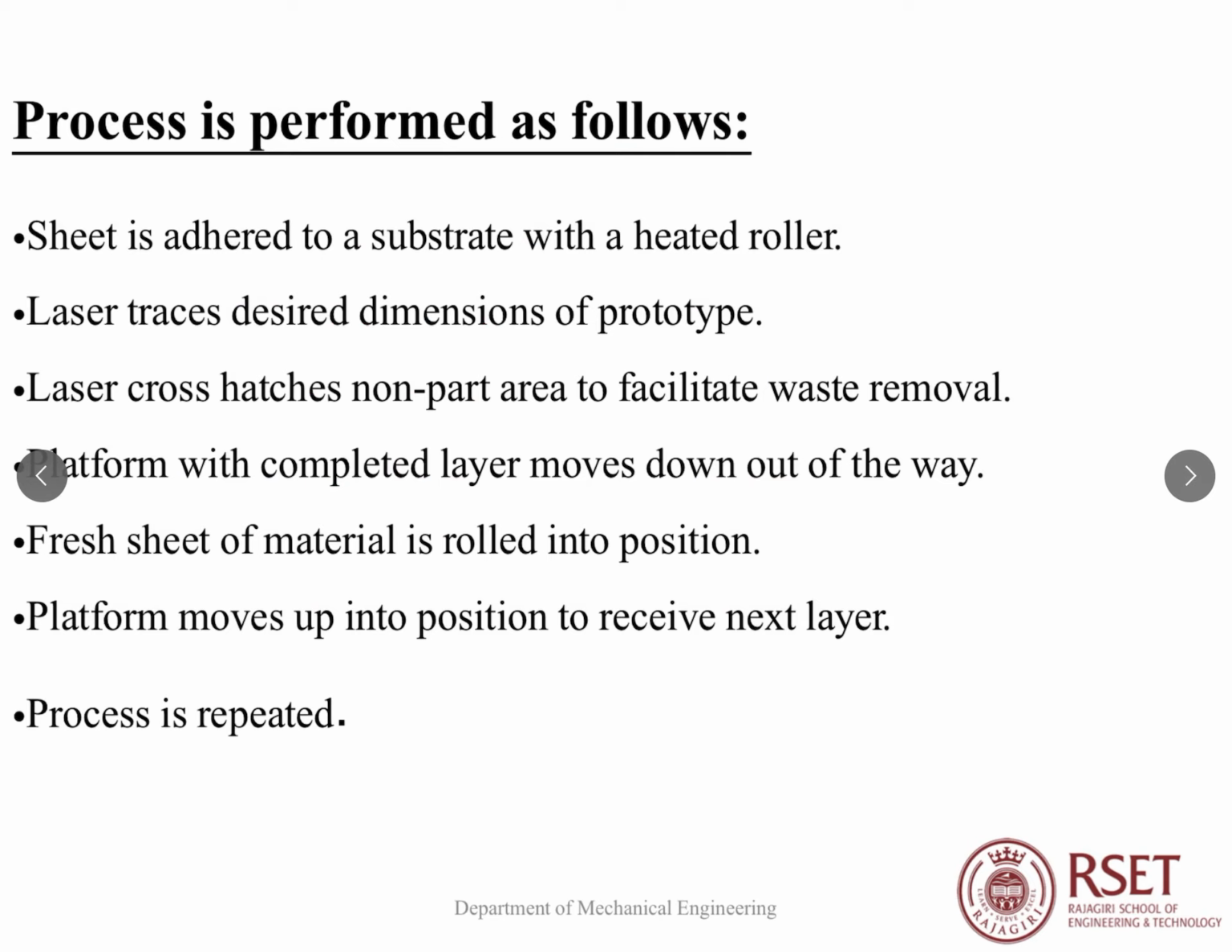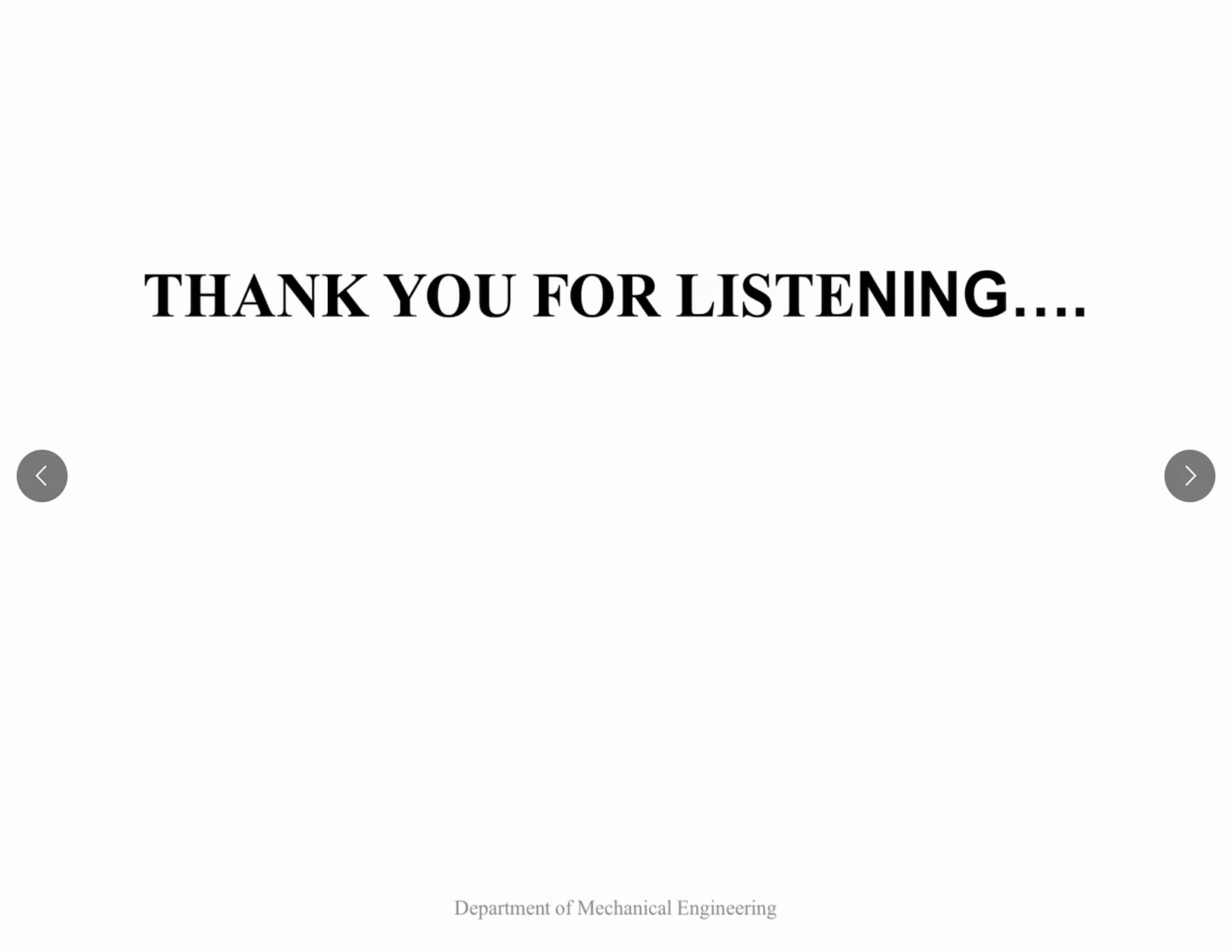The process is performed as follows. The sheet is adhered to the substrate with a heater roller. The laser traces the desired dimension of the prototype. The laser crosshatches the non-part area to facilitate waste removal. The platform with the completed layer moves down out of the way. A fresh sheet of material is rolled into position. The platform moves up into position to receive the next layer. The process is repeated. So that's about some of the techniques of rapid prototyping.